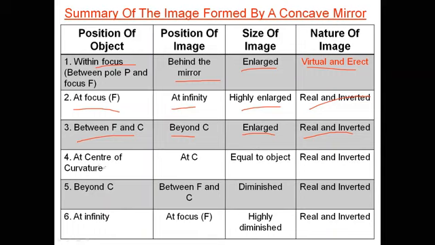When we place the object on center of curvature, the image is formed exactly on the center of curvature, equal to the object, and it is real and inverted. Again, the fifth case is beyond the center of curvature: the image formed is between principal focus and center of curvature and it is diminished. Also, the nature of image is real and inverted. At infinity, when the object is placed at infinite distance, then its image is formed on principal focus and it is highly diminished, very small, and the nature of the image is real and inverted.